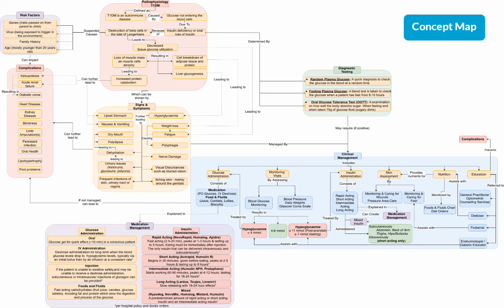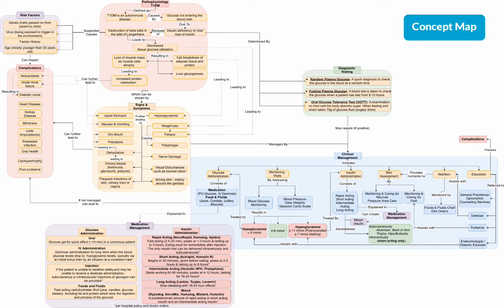So the decreased tissue glucose utilization can lead to fatigue, because the tissue isn't getting enough glucose, and that's our energy, so we become tired. The cell breakdown of adipose tissues and proteins leads to weight loss because the body is not getting enough food, so it starts to break down other areas to generate enough nutrients for itself, which then leads to, again, fatigue, and both of those can really cause increased hunger. So it makes it feel like we need to eat more because we don't have the energy.